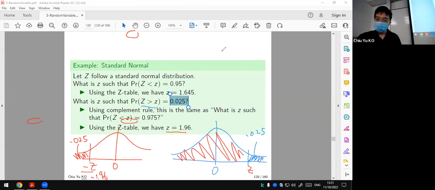And the other one, this is 0.025, so this is 0.975 because they must add up to 1. So you can look at the second table that gives you 0.975.